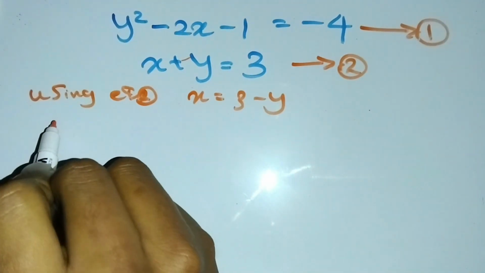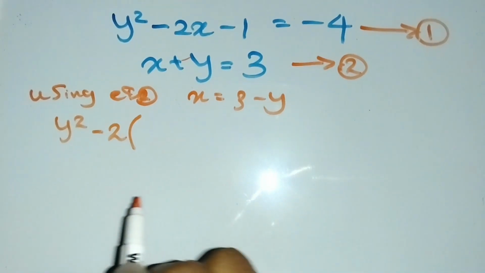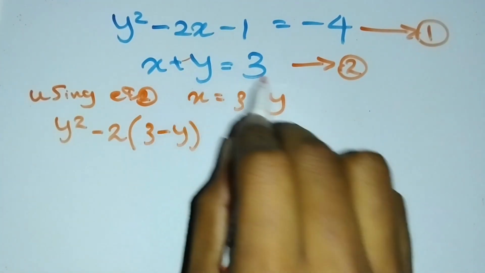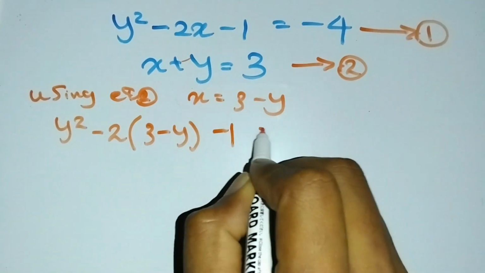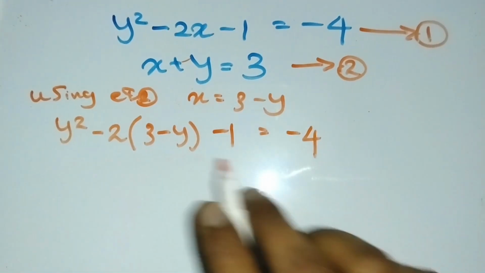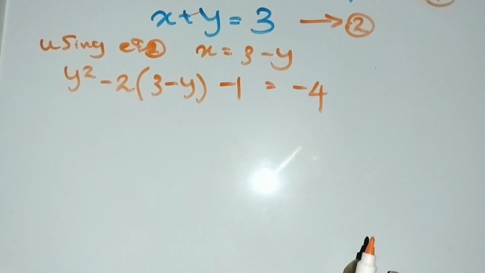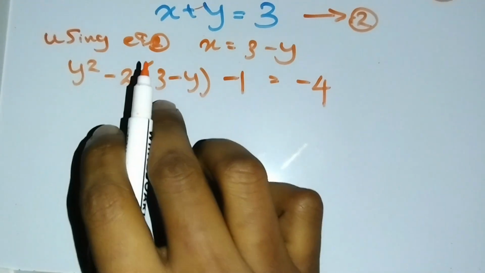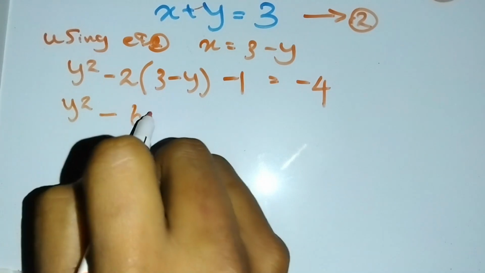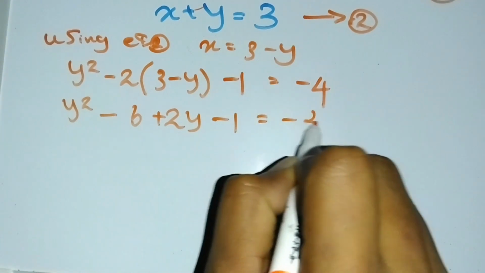So I can rewrite that: y square minus 2 within bracket 3 minus y. I took that value from here. Minus 1 equals minus 4. By solving this expression I can derive the y value. First of all, I have to solve this within bracket. So y square minus 6 plus 2y minus 1 equals 4.